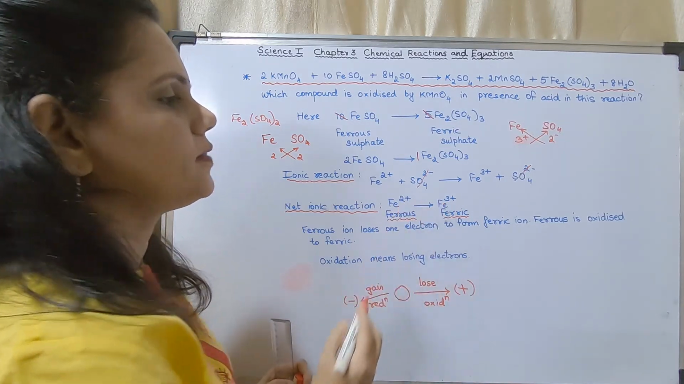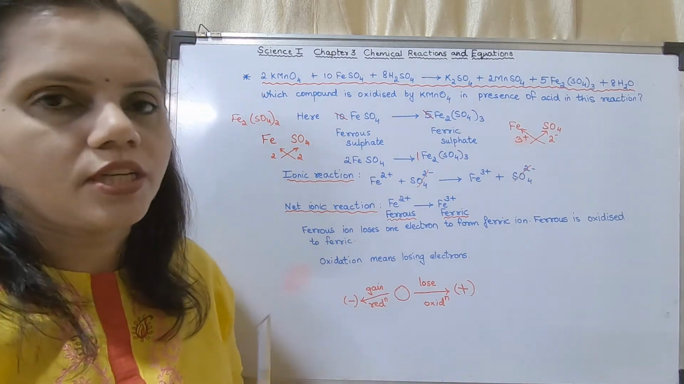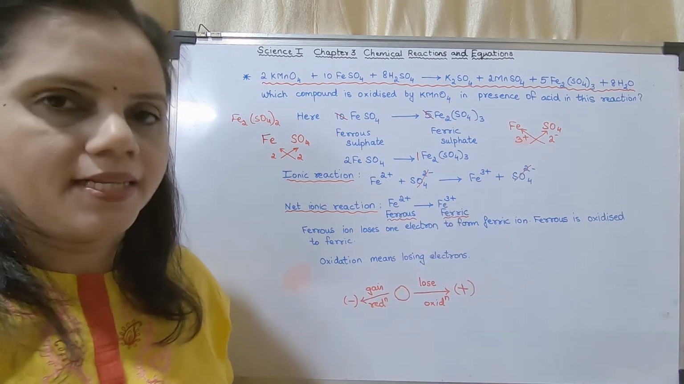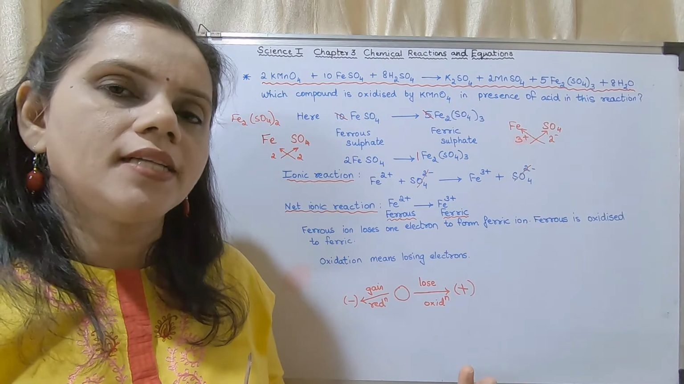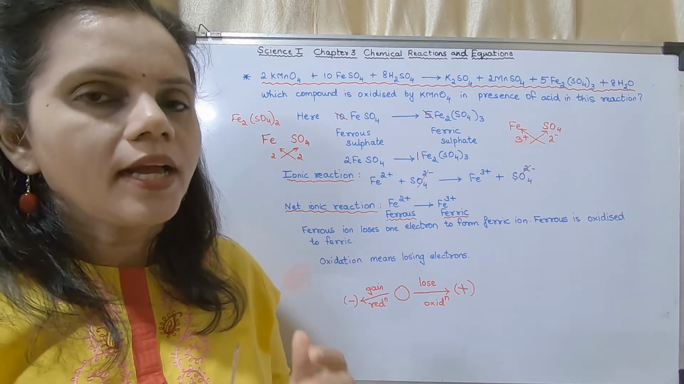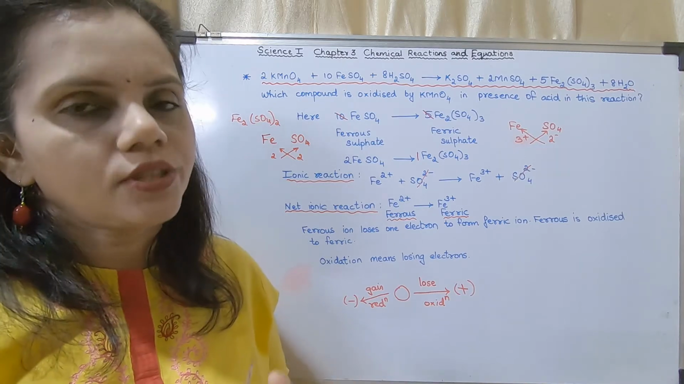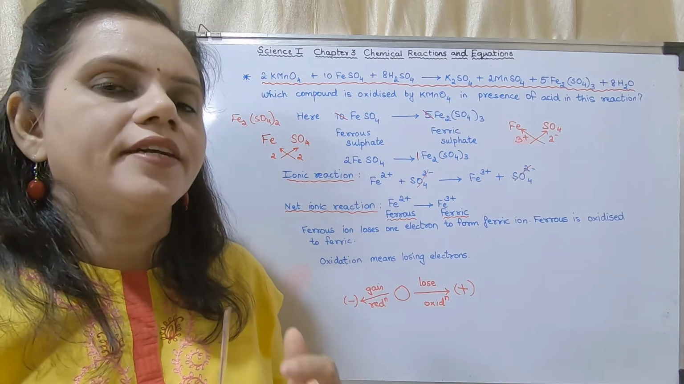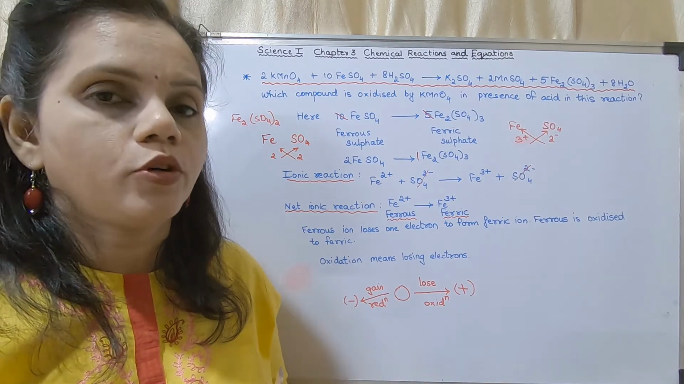Okay, so here what has happened? Fe2 plus has got converted into Fe3 plus. If it has to get converted from 2 plus to 3 plus, it has to lose one more electron. Understood? What is 1 plus? Lost 1 electron. What is 2 plus? Lost 2 electrons. What is 3 plus? Lost 3 electrons. So if an element has to convert from 2 plus to 3 plus, it has to lose one more electron.